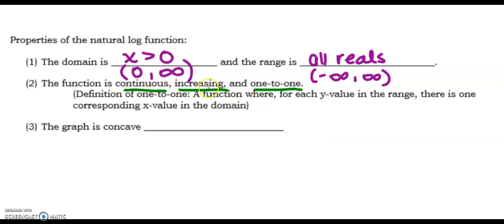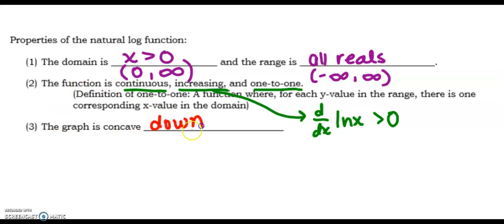And this graph is always increasing, which means that the derivative of the natural log of x is going to be positive. Continuous means we should be able to draw without picking up our pencil. And this graph will always be concave down, which means the second derivative is going to be negative. All right, there's your properties of the natural log function and understanding its graph. So please make sure you understand how to work with logarithms and the definition.